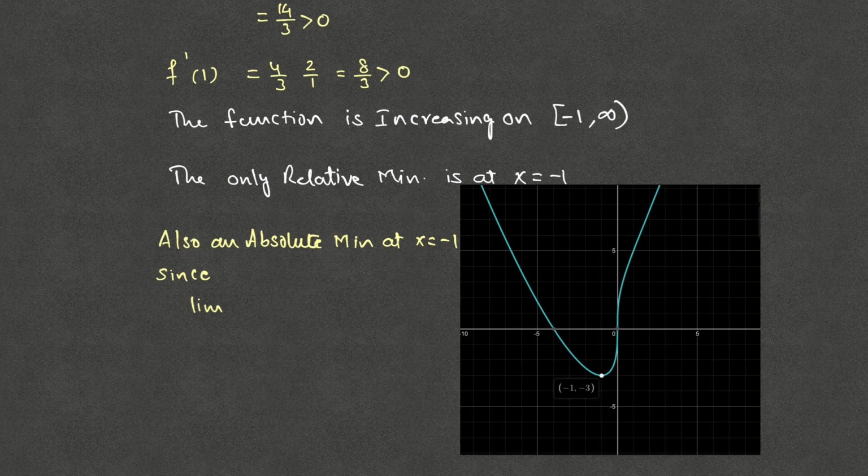Since the limit of the function as x goes to positive infinity is positive infinity, and the limit of the function f of x as x goes to negative infinity is positive infinity, the function has a minimum but no maximum on the interval negative infinity to positive infinity.